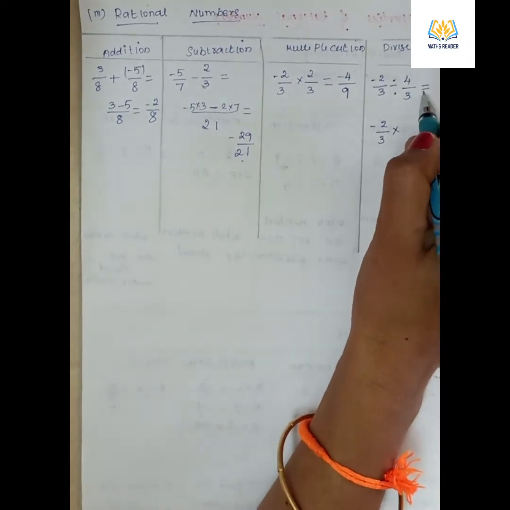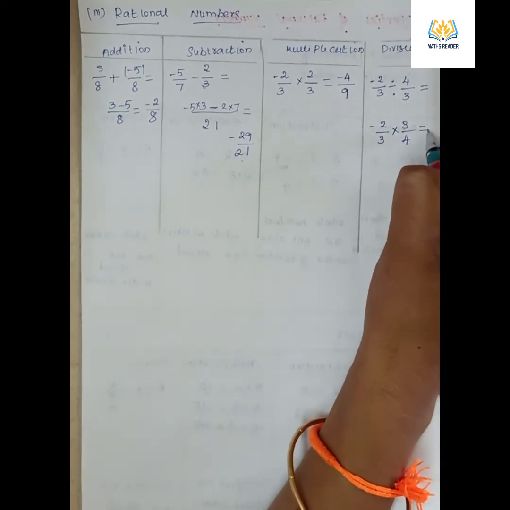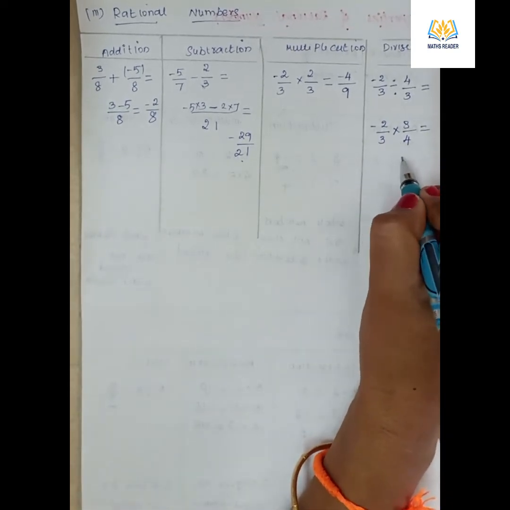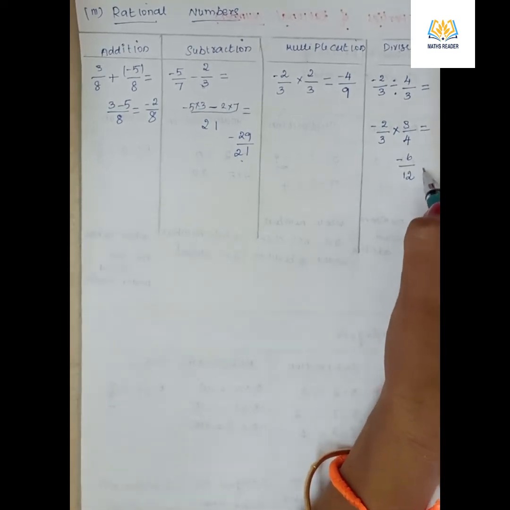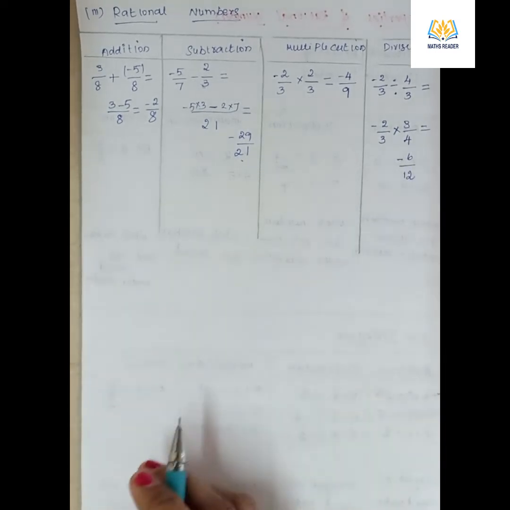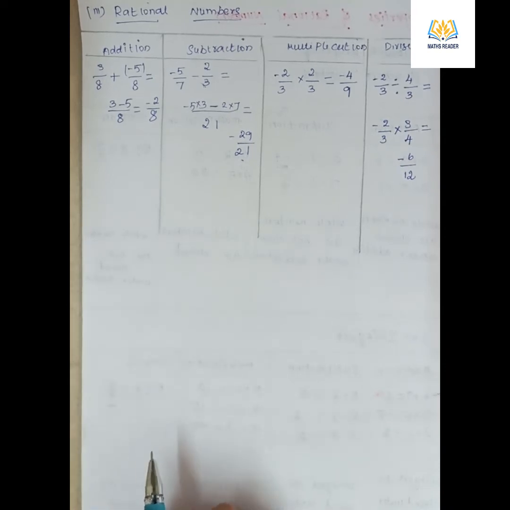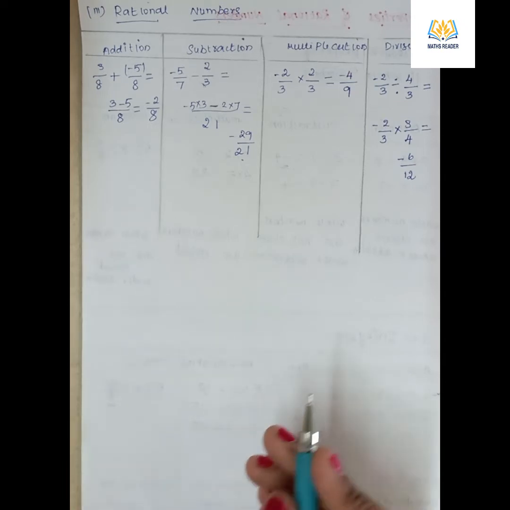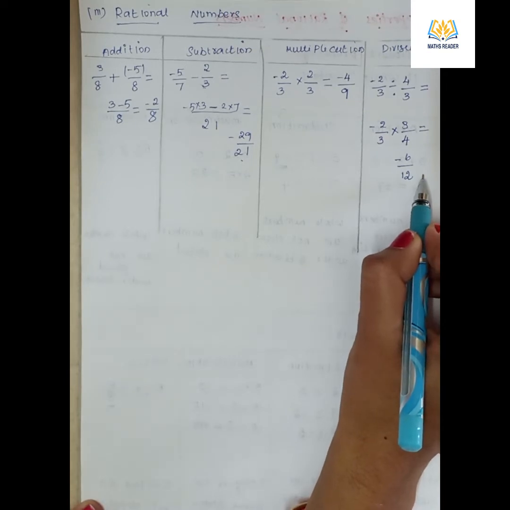Into the denominator மேலே வந்துரும், numeratorல இருக்கிறது கீழே வந்துரும். So இதை multiply பண்ணும்போது minus 6 by 12. So minus 6 by 12 is also a rational number. So this condition satisfies the closure property.